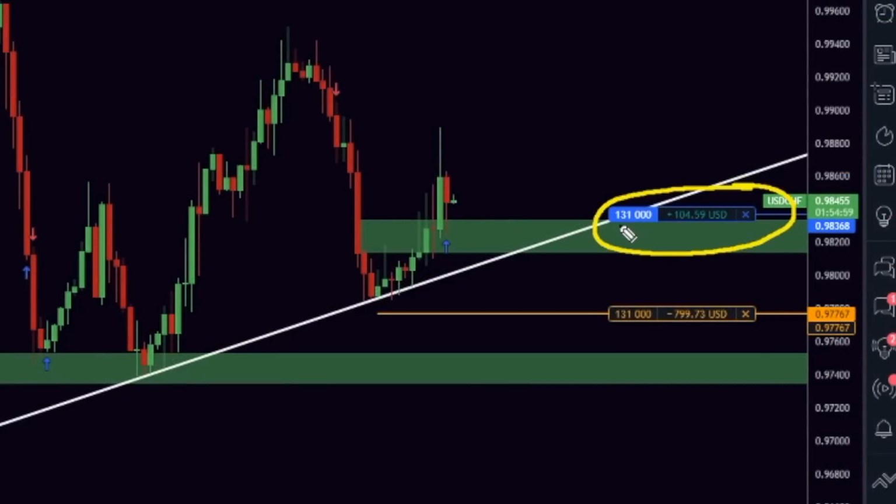So I am long 131,000 units. By the way, this is 1.31 lots. If you are unfamiliar with the unit scale, the comparison ratio is always just going to be 131,000 equals 1.31 lots. So anyways, I have a stop loss in place.